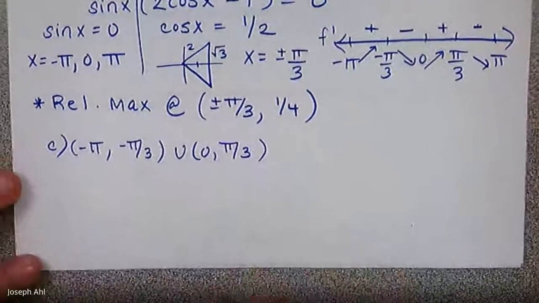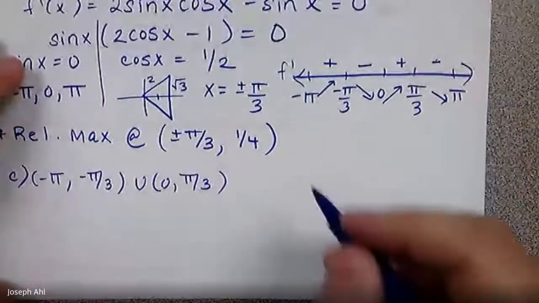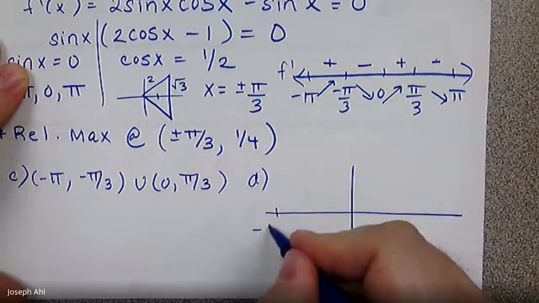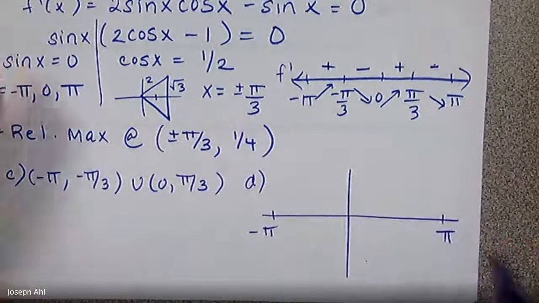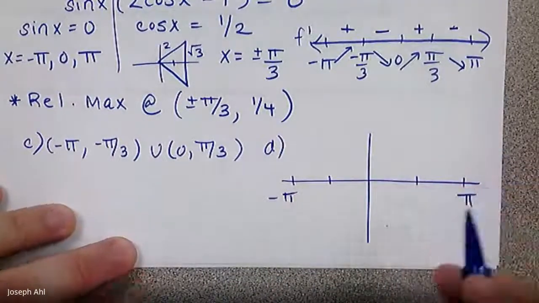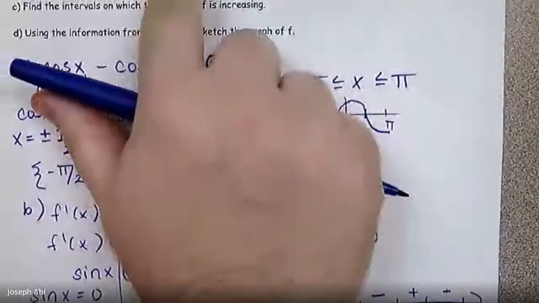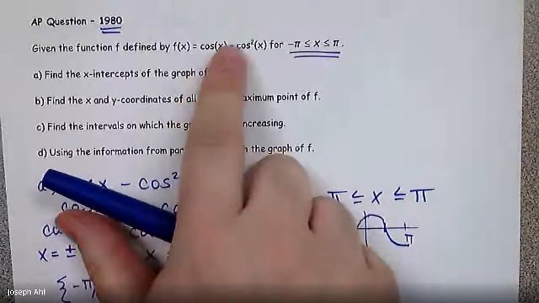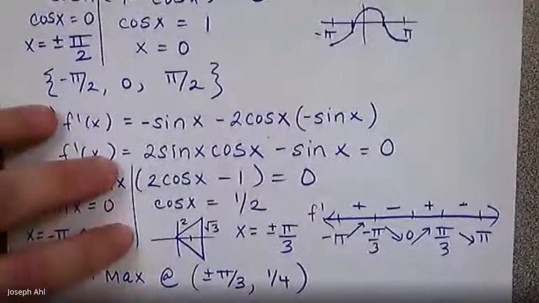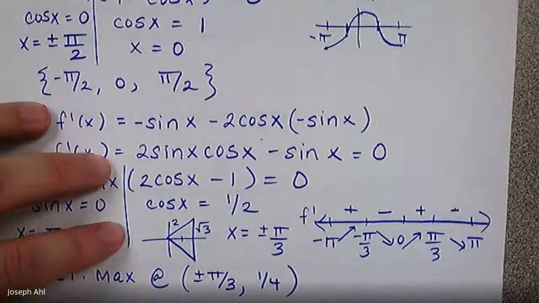And then last but not least, using all of this information, we should be able to make a really nice sketch. So I'll do part D over here, over the interval from negative pi to positive pi. I'd probably want to figure out over that interval where the starting and ending points are, right? So cosine of pi winds up being -1, minus -1 squared. Well, -1 squared is 1, so -1 minus 1 is actually -2, right? And the same thing will happen when you plug in negative pi.